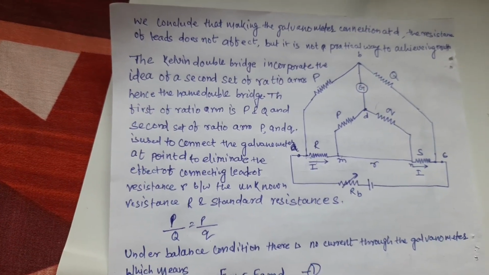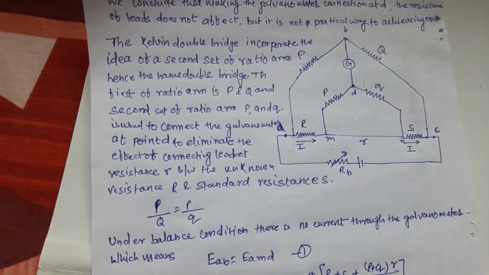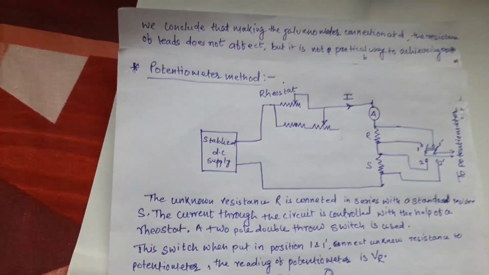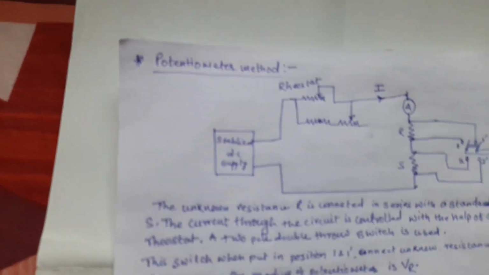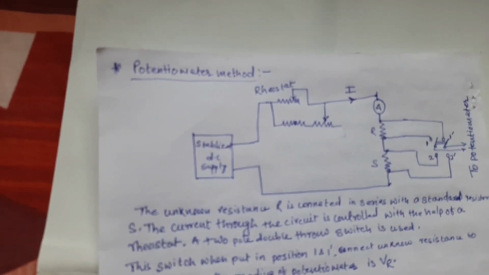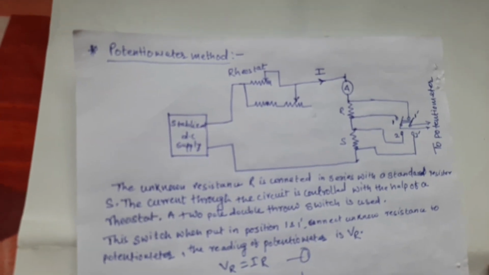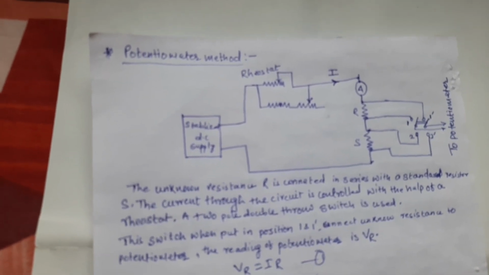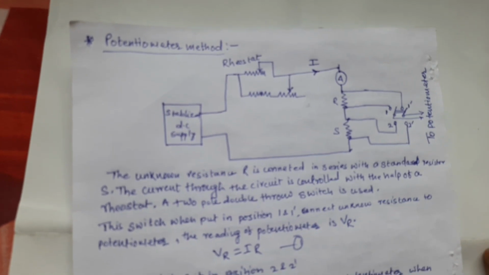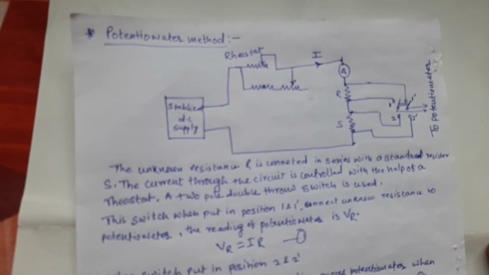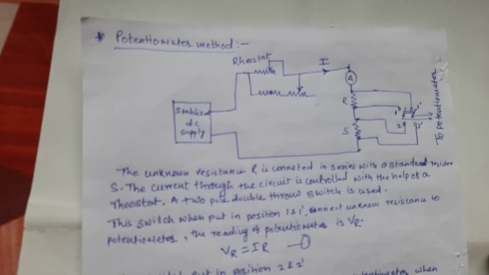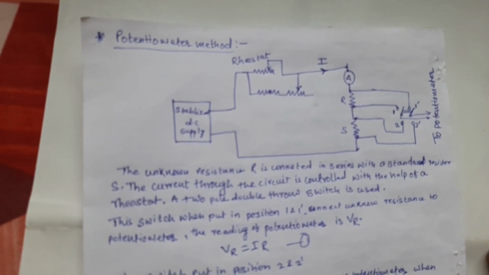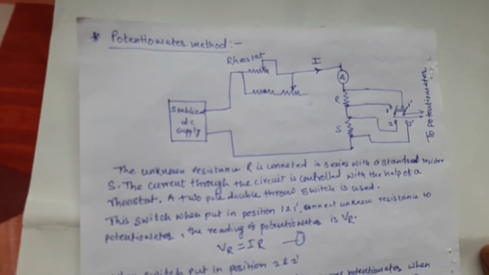Okay, and the next method is the potentiometer method. So the potentiometer method is mainly an application of the potentiometer. You know how to use the potentiometer for the measurement of resistance, for power, for voltage measurement, for current measurements.